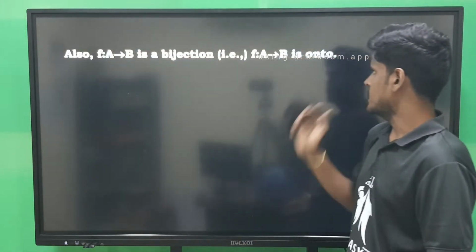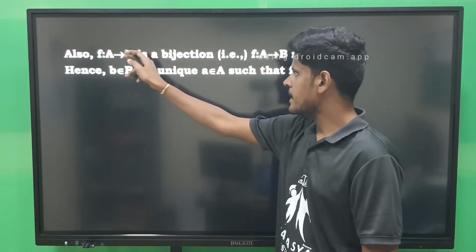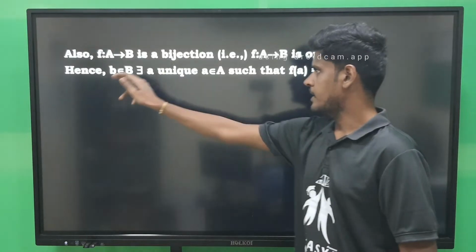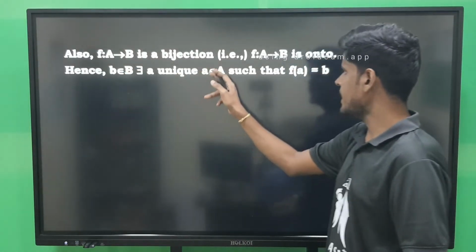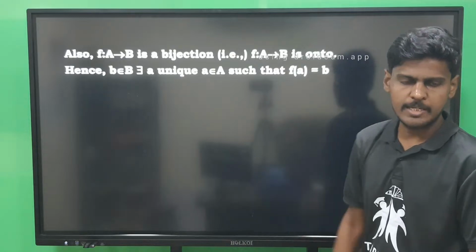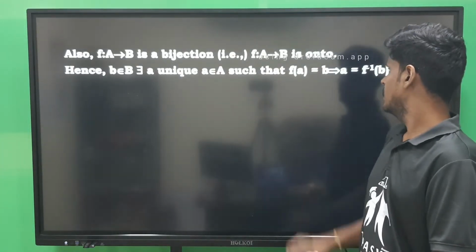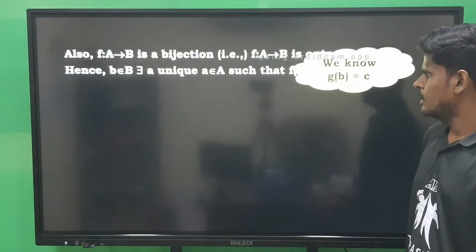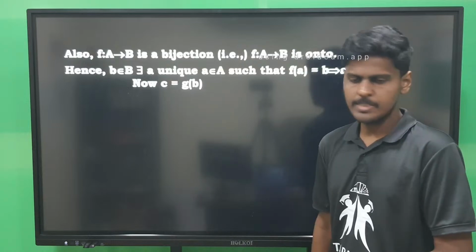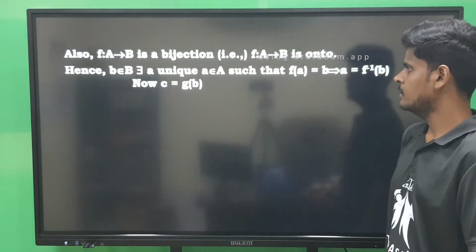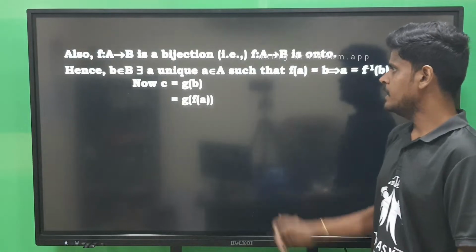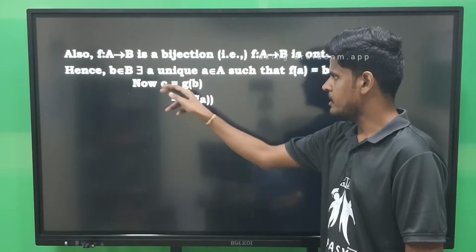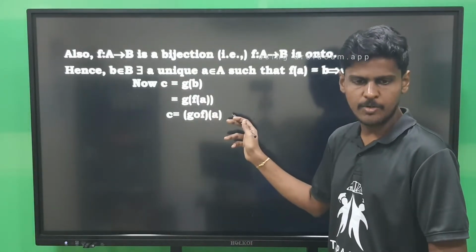Also f is a bijective function. That means again we can take any element in set B and it has a pre-image in set A. For every element in set B there is a unique element in set A such that f(a) equals b, or a equals f⁻¹(b). And we already know g(b) equals c. Just replace this value here. f(a) equals b, that means in place of b we are writing f(a). So g(f(a)) equals c.